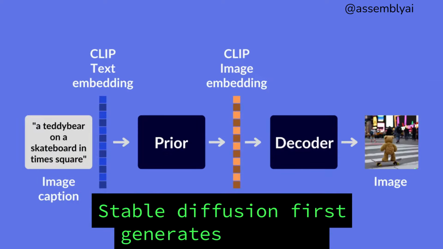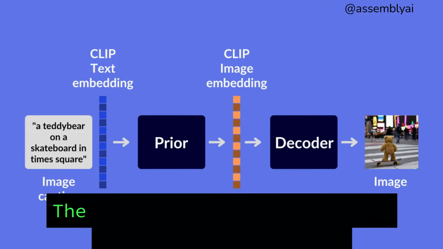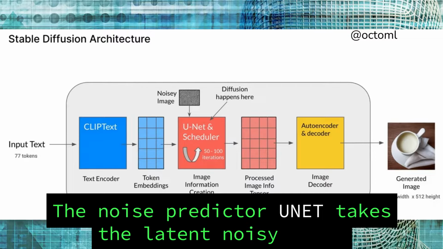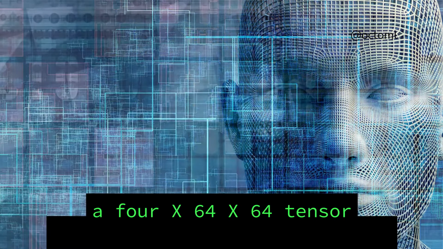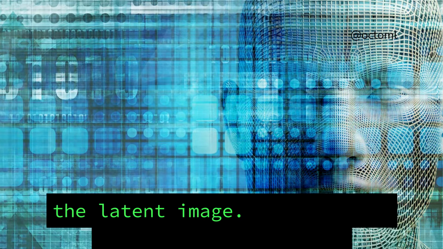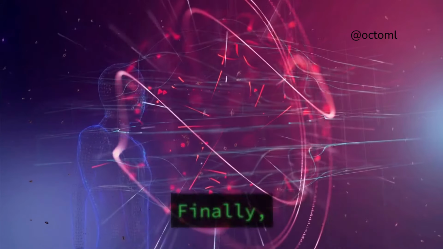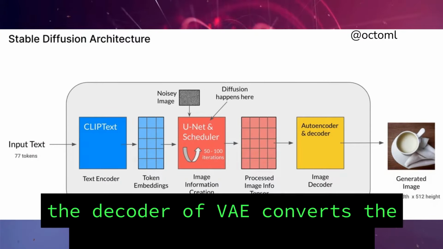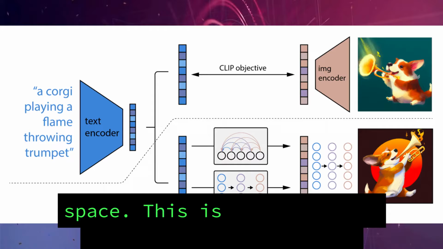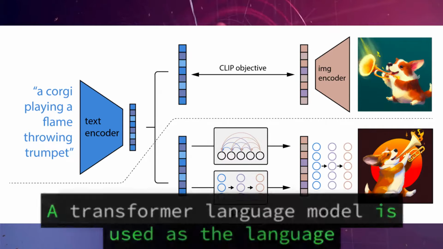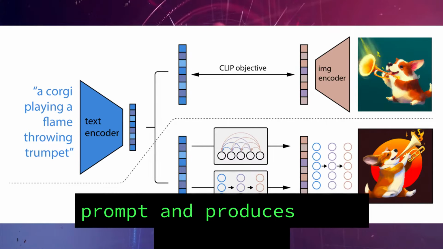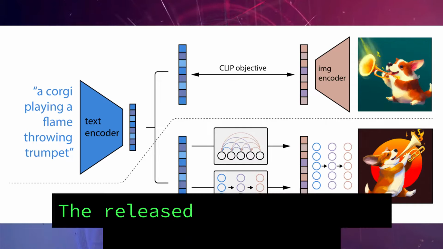Stable Diffusion first generates a random tensor in the latent space. The noise predictor UNet takes the latent noisy image and text prompt as input and predicts the noise, also in latent space, a 4x64x64 tensor. Subtract the latent noise from the latent image. This becomes your new latent image. Finally, the decoder of the VAE converts the latent image back to pixel space. This is the image you get after running Stable Diffusion. A transformer language model is used as the language understanding component that takes the text prompt and produces token embeddings. The released Stable Diffusion model uses ClipText, a GPT-based model.